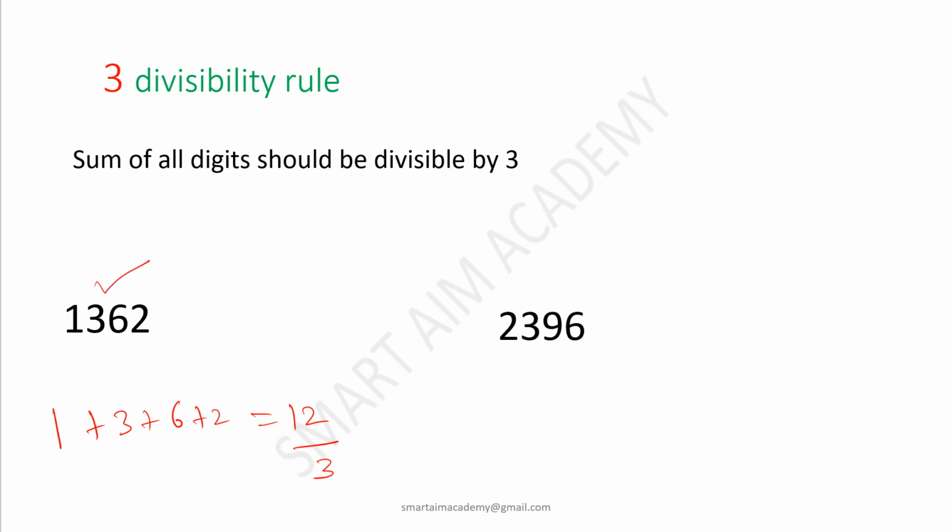Next, 2396. Sum of 2 plus 3 plus 9 plus 6, total sum 20. 20 is not divisible by 3, so the given number is not divisible by 3.